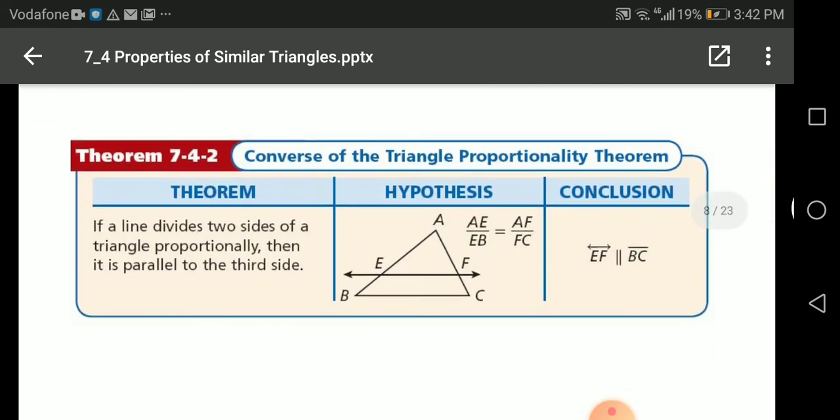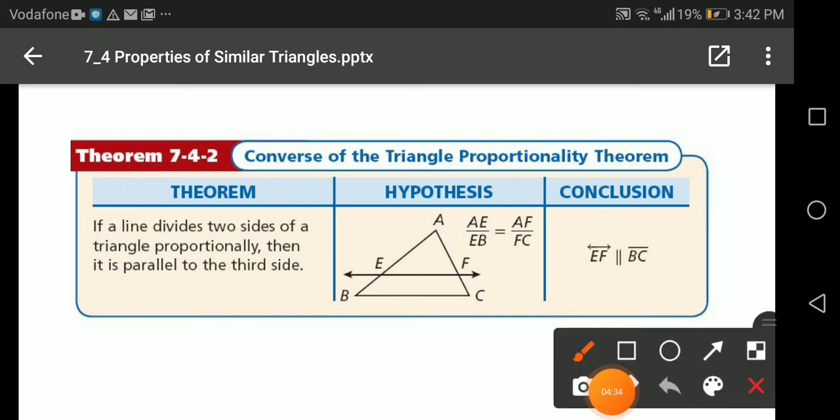I have another theorem I want to share with you. The converse of the triangle proportionality theorem, the opposite of it. If you have AE over EB the same as AF over FC, therefore, of course, we have two parallel lines, right?